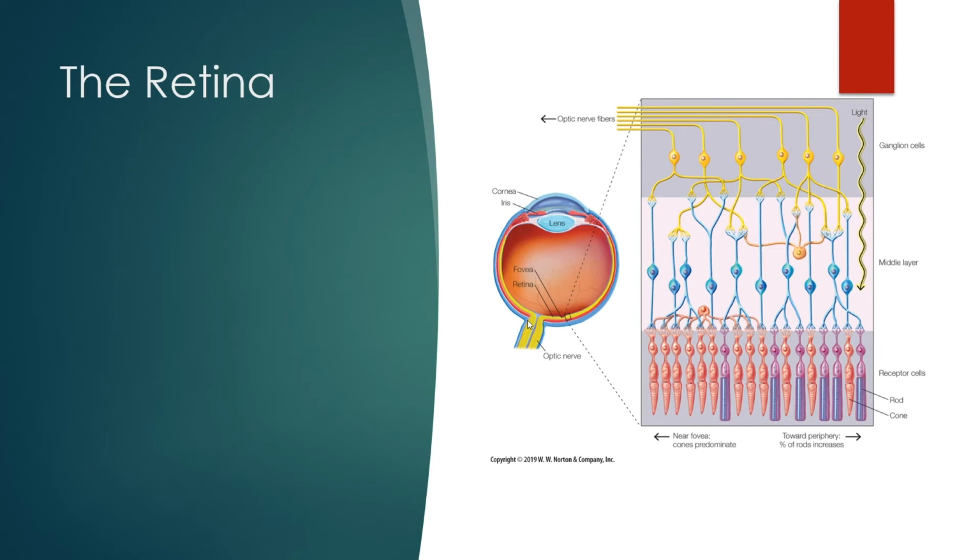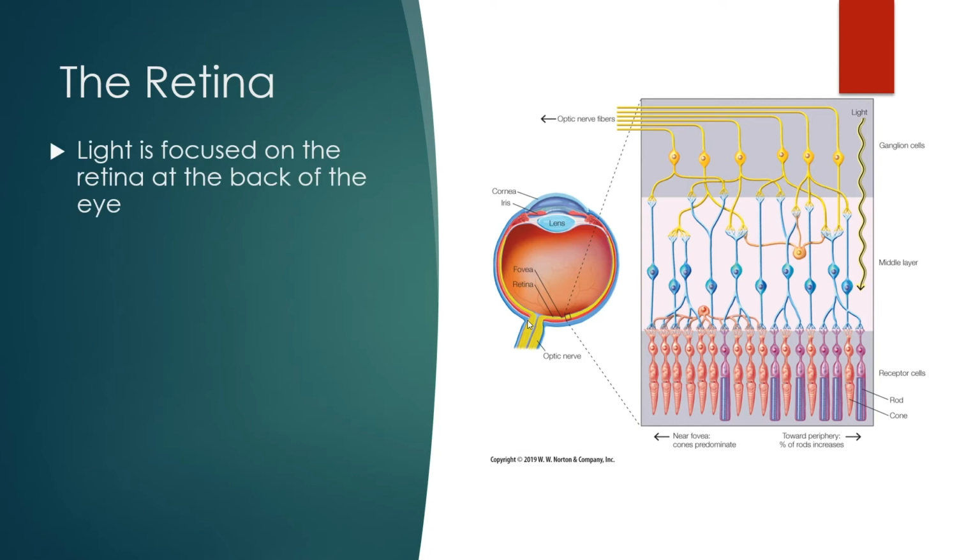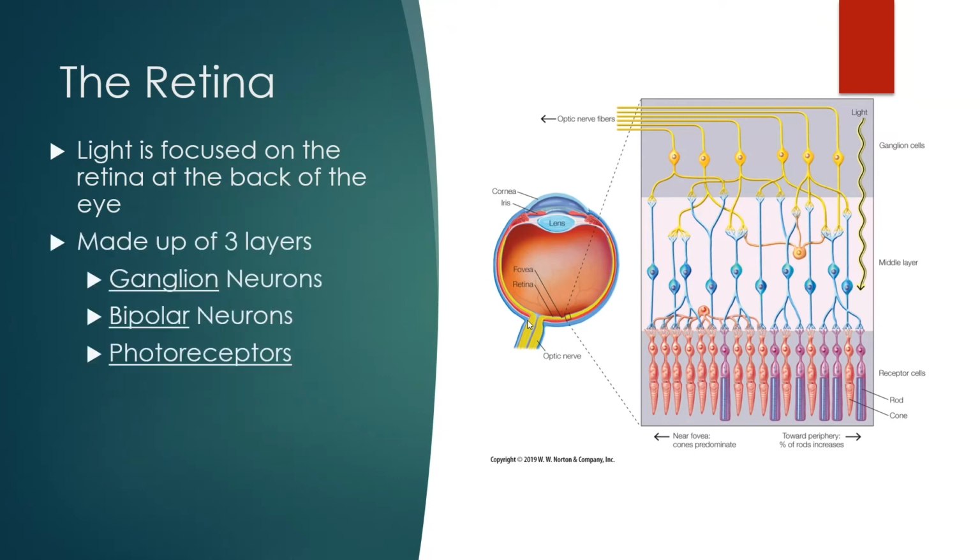So the retina. There are a lot of people that argue that this couldn't have happened through evolution because the eye is so complex. But when you really look at the structure of the eye, it's kind of built backwards. It's kind of inefficient. The cells that are actually receiving the light are all the way in the back. So light is focused by the lens on the back of the retina, which is this whole portion of the back of the eye. And it's made up of 3 layers.